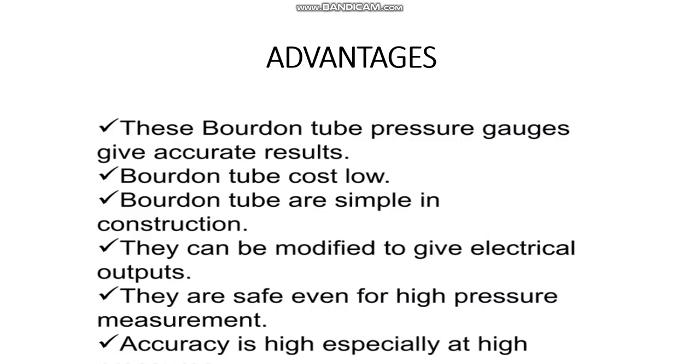Advantages of the Bourdon tube. Bourdon tubes are low cost and also simple in construction. They can be modified to give electrical outputs. If you want to convert this displacement into an electrical signal, we have to use a secondary transducer so that we can convert pressure into an electrical signal. They are safe even for high pressure measurement, and also accuracy is high, especially at high pressure.